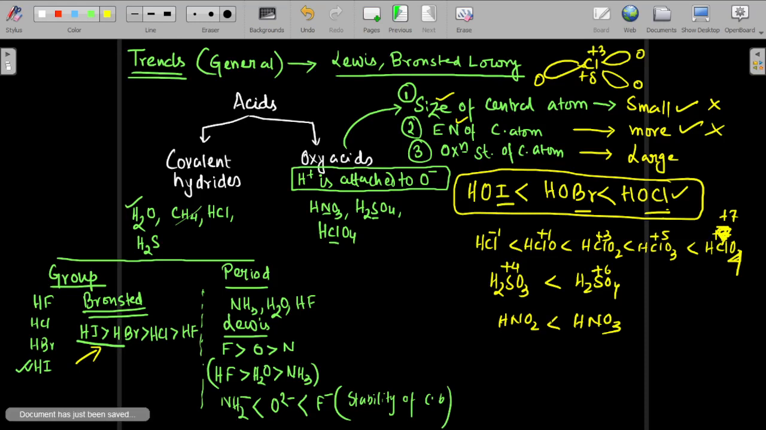Okay. So that ends the Lewis-Bronsted-Lowry concept of trend analysis for acids. We will be dealing with bases after this. Now we are going to understand the strength of bases. In case of bases, similarly, certain questions come in which we have to identify which is a better base, which is the least basic, and all those things we have to identify.